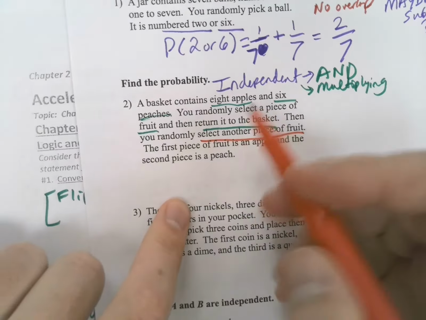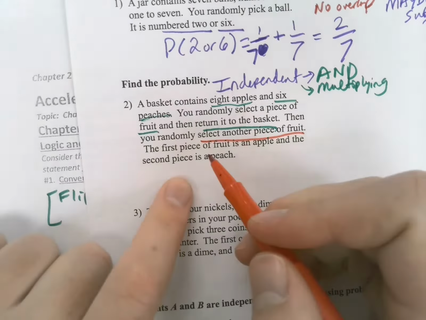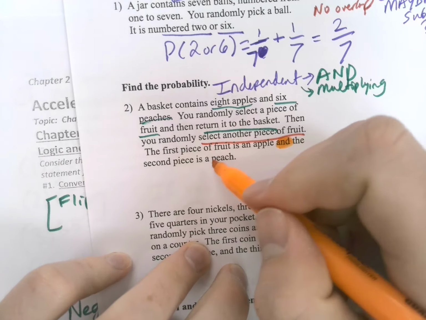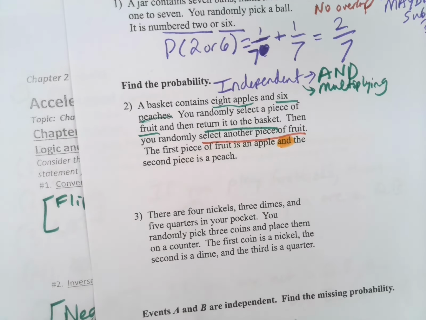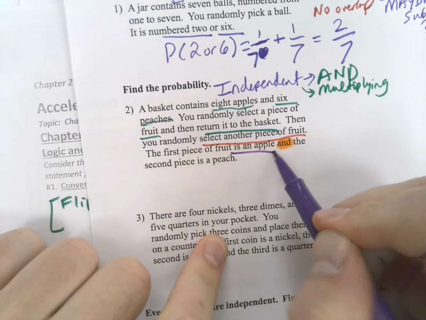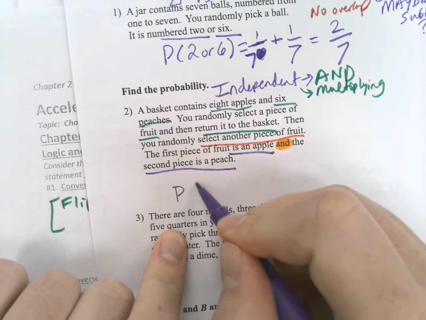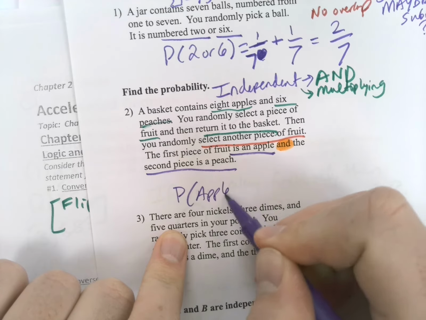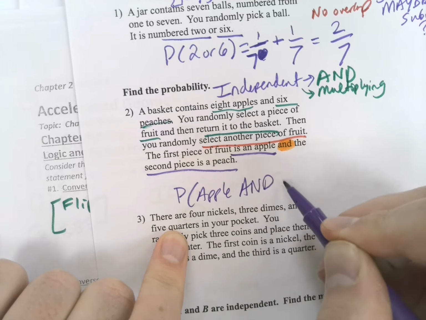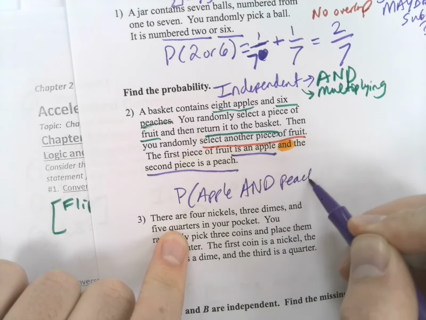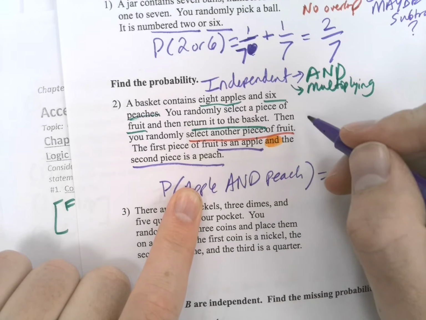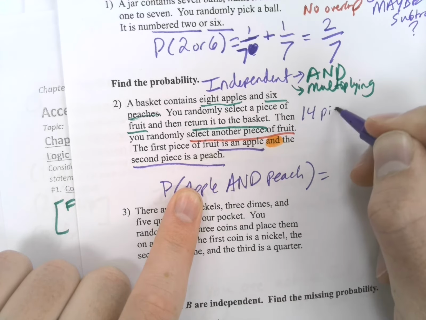Okay? So what are the chances that the first piece of fruit is an apple? There's our word: and the second piece is a peach. Ooh, so not only are we going to get an apple the first time, what are the chances that we then also get a peach? So the probability of an apple and peach. Well, what's the probability of getting an apple? Out of all the fruit we have, looks like 8 apples, 6 peaches, so we have 14 pieces of fruit.